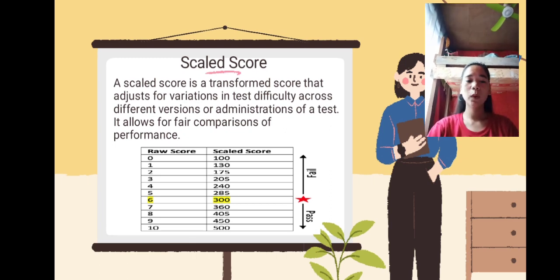Scaled scores are particularly useful because they provide a more accurate representation of an individual's performance relative to the entire testing population. They also allow for the aggregation of scores from multiple sections or subjects into a single composite score, facilitating comprehensive score reporting and analysis.